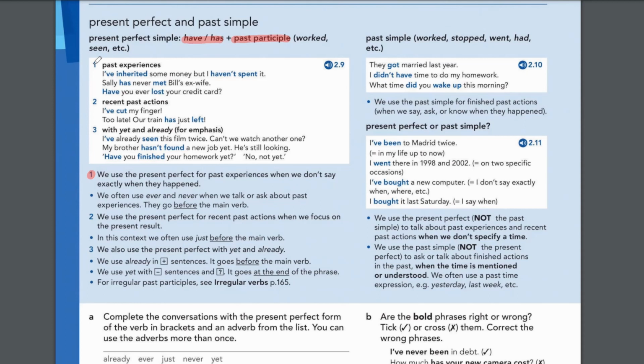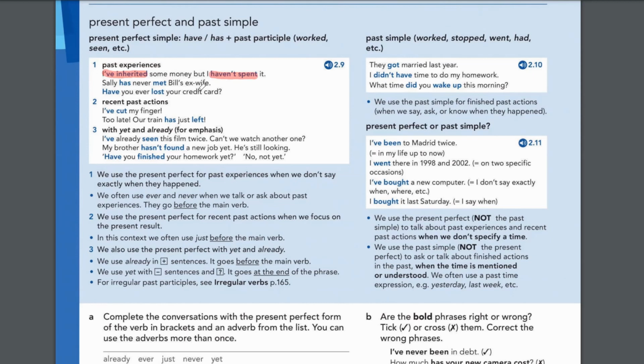So present perfect, as you can see here, past experiences. We use present perfect for past experiences when we don't say the exact time. So we talk about our past experience without telling the time. Okay, this is the first use of present perfect. Example, I've inherited some money, but I haven't spent it.